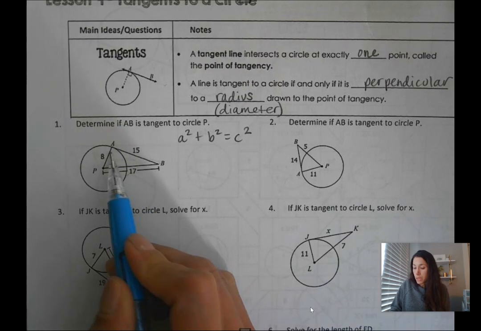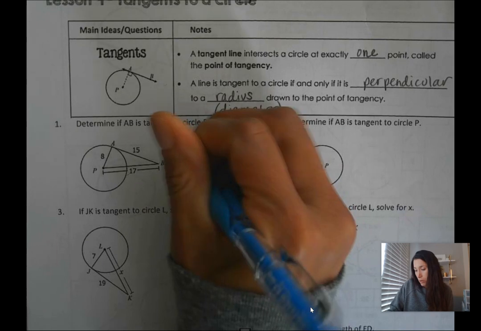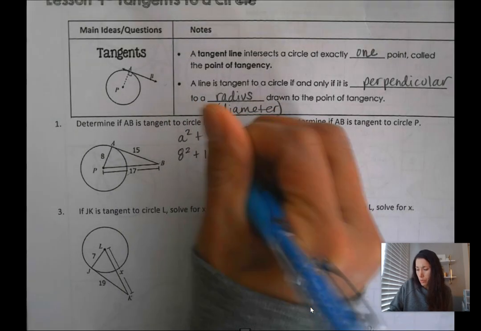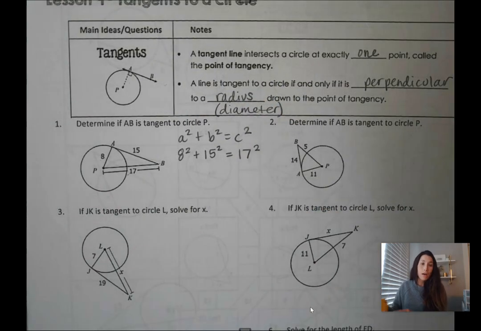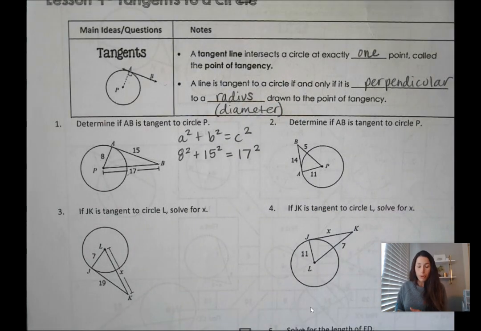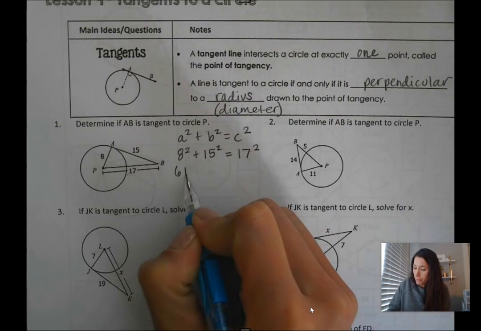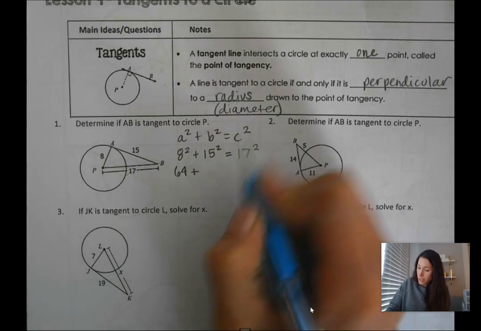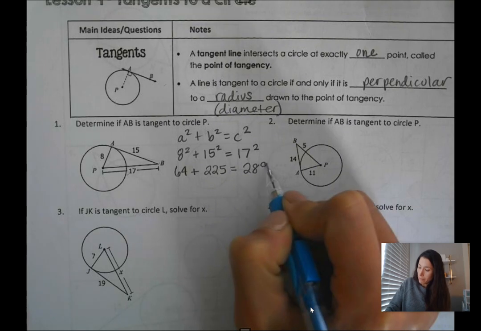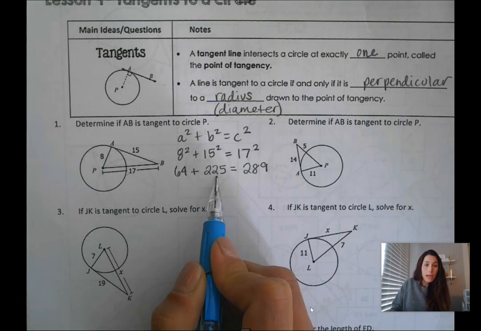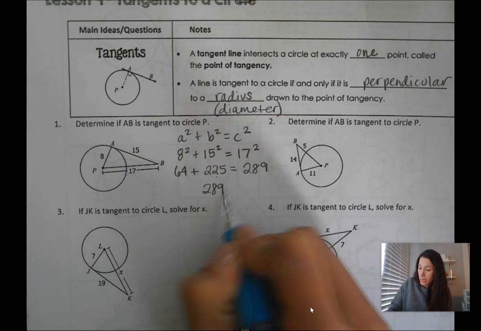So looking here, this would be the hypothetical place of our right angle. So these would be our legs. So we want to know, is 8 squared plus 15 squared equal to 17 squared? If it is equal, this will be a tangent line because it's a right triangle. And if it's not equal, then it won't be a tangent line. So 8 squared, that's 64. 15 squared, that's 225. And 17 squared, that's 289. So on the left side, if I combine the 64 and 225, that would be 289. So I get 289 equals 289.